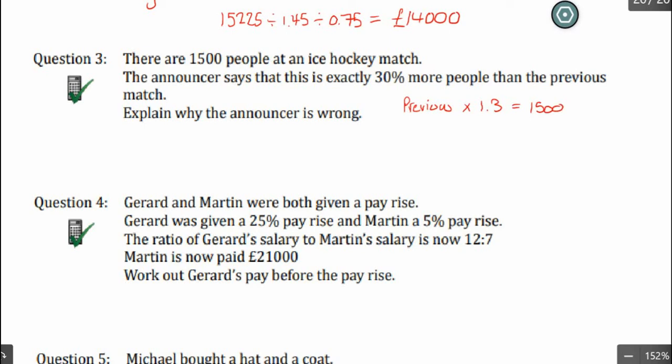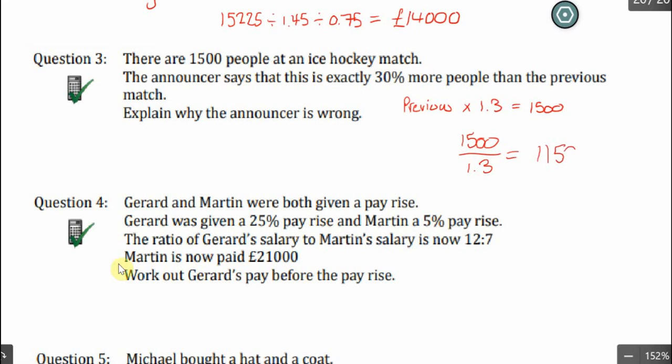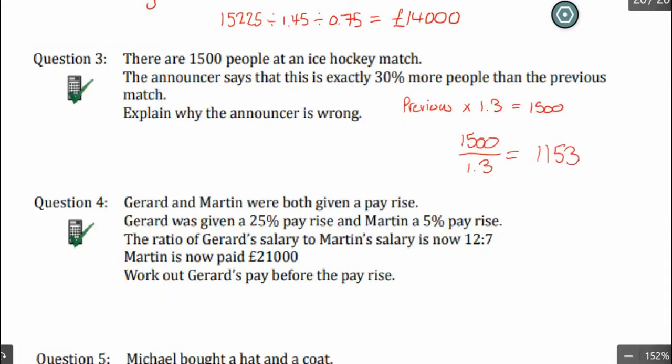So to work out the previous amount, we would do 1,500 divided by 1.3. Let's see what that would give us. Yeah, so that would give us 1,153.8 people. And it goes on, which is not possible, because you can't have a non-whole number of people.